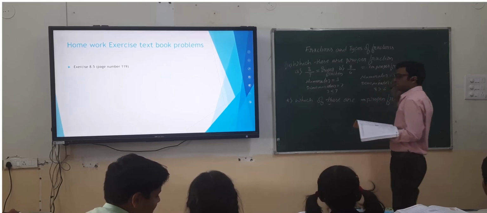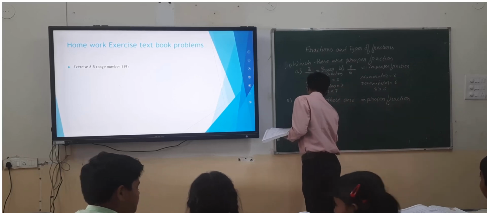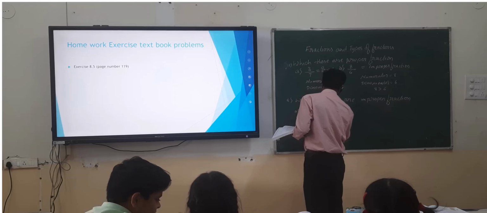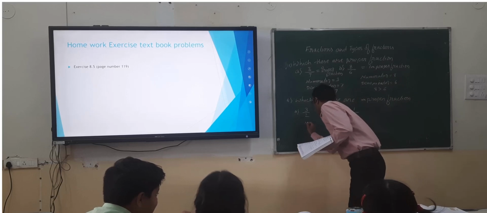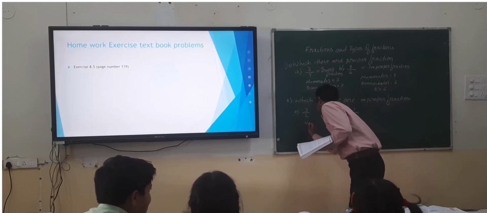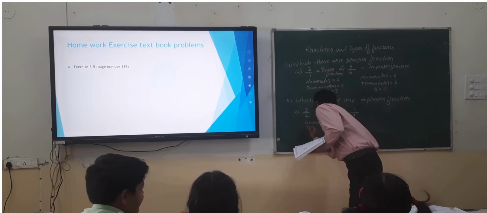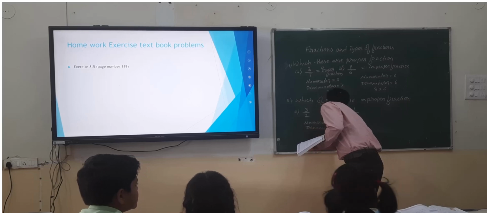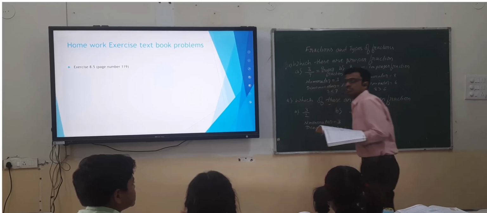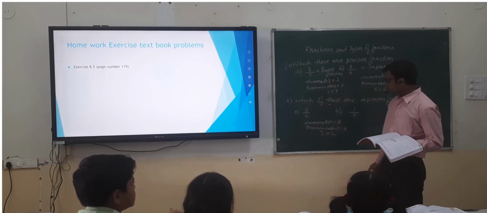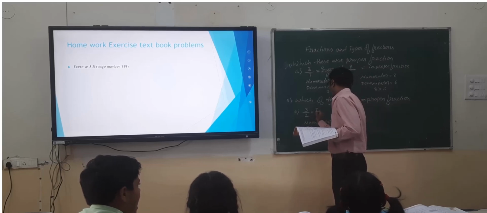Okay? In the same way, which of them are improper, we will take in this. I will take 3 by 2, and 1 by 7 in this. Again, when we compare, numerator equals 3, denominator equals 2. 3 is greater than 2. The numerator is greater than the denominator. Because of that, it is again what? Improper fraction.